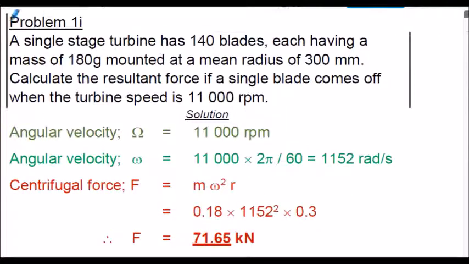Just popping one out. My 11,000 RPM, converted into radians per second, I get 1,152 rads per second. My mass must be in kilograms, 0.18 kilograms, and my radius needs to be in meters. No exceptions there, always use those units. I've got it in terms of kilonewtons there, but 71,650 newtons is fine.